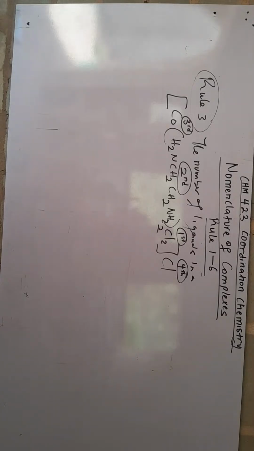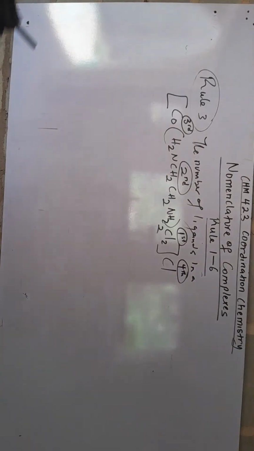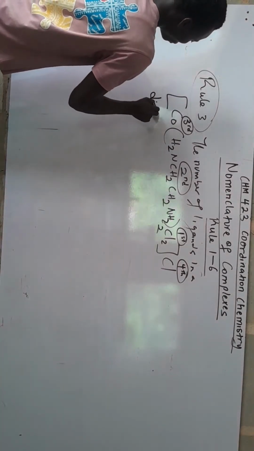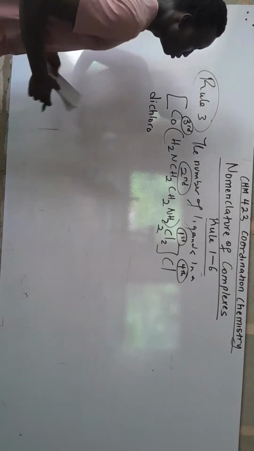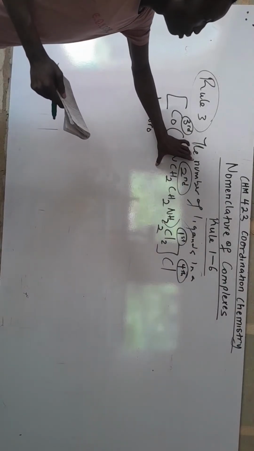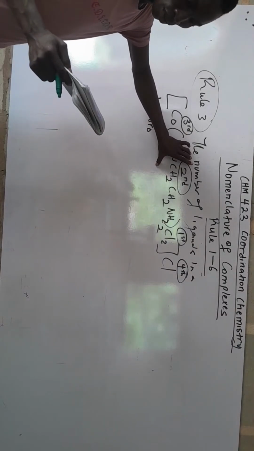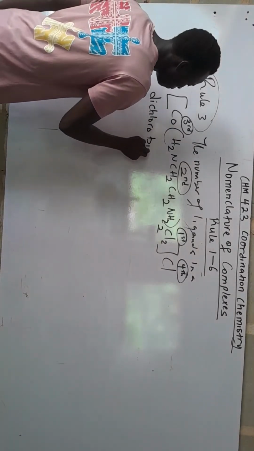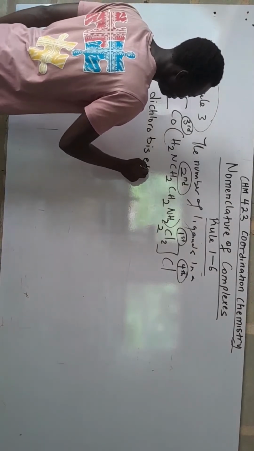Okay, so now from what we have here, I have said it earlier that you are going to name the first one that I put first on top. You are going to name it first. So this we take two of these, we take dichloro. After the dichloro, the one that we have here, which is what? Which is the ethylene. The ethylene diamine will be in form of what we call bis ethylene.